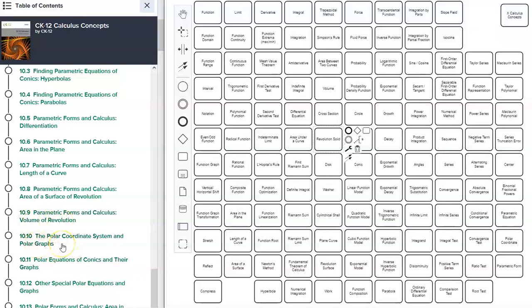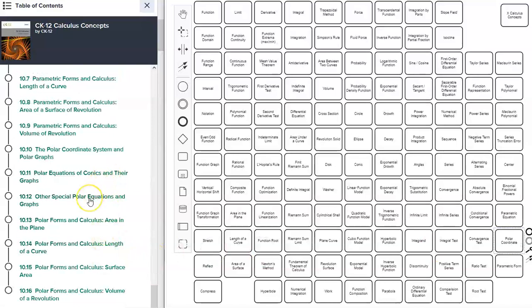Polar graphs. Polar coordinate system. Now we have polar coordinate. But we have a polar coordinate system. Polar equations of conics. Polar equation. Polar graph. Polar form. Polar calculus. Area in the plane.